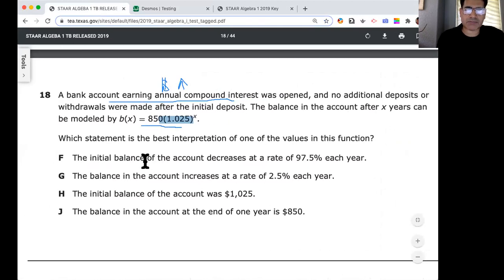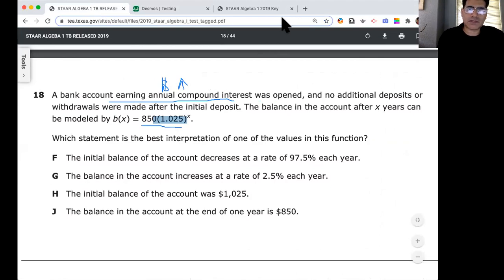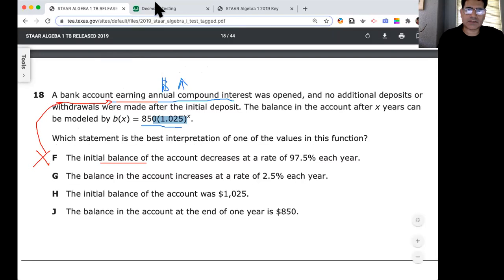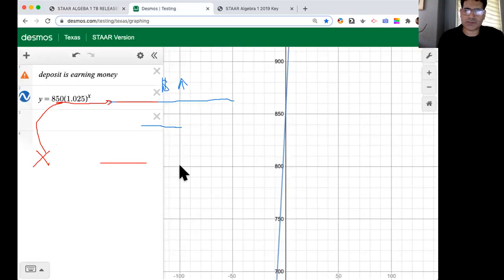What's wrong with this statement here? Well, it says the initial amount decreases. All right, the balance decreases. We know that's not true, so that would be false. The balance decreases. It says it earns annual interest. It's right there. It's earning interest. Okay, and we can see from the graph that the amount is going up.